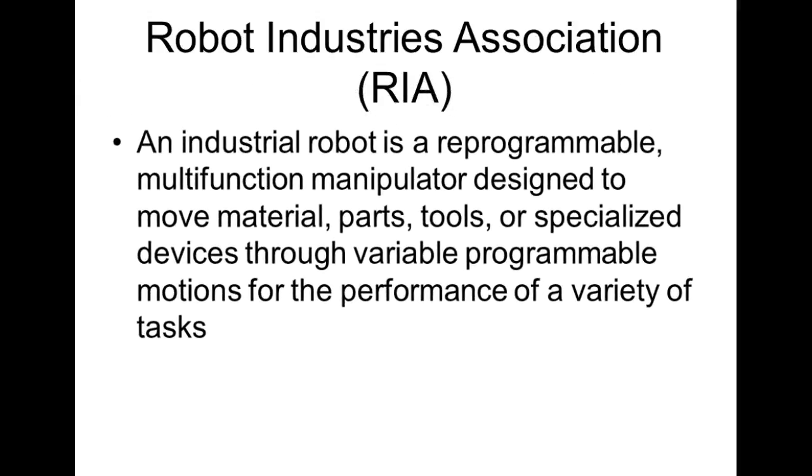This is RIA. RIA says an industrial robot is a reprogrammable manipulator, multifunction. Of course, what does multifunction mean? Yeah, we can make it do more than one thing. Usually we have to change the tool out. I can see an ABB robot, that robot right there. You can look it up on YouTube, and you would see it doing a lot of different things. The same robot doing a lot of different things. A manipulator, which means it's got to move something around, right? You understand? Designed to move material, parts, tools, or specialized devices through a variable programmable motion.